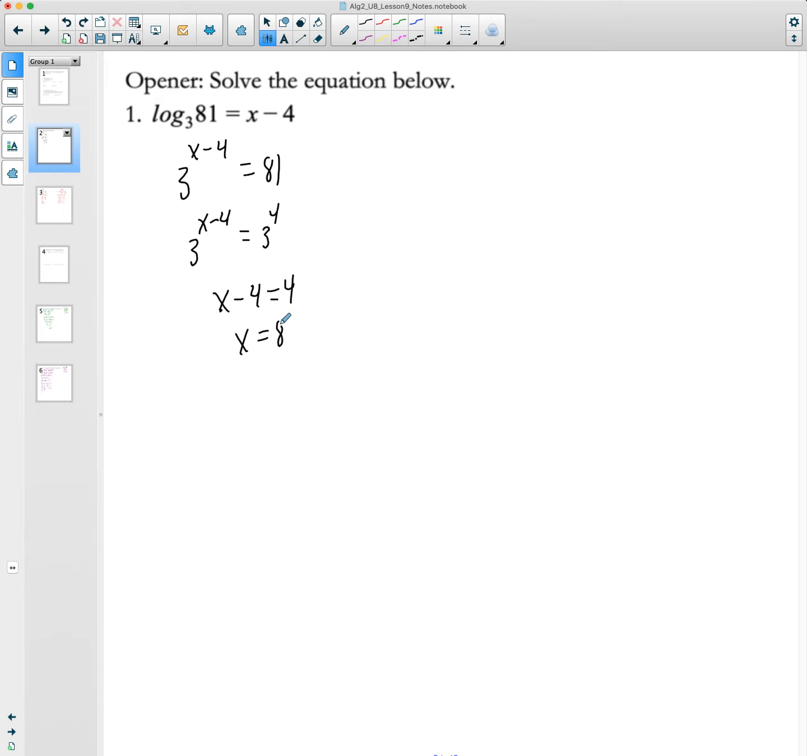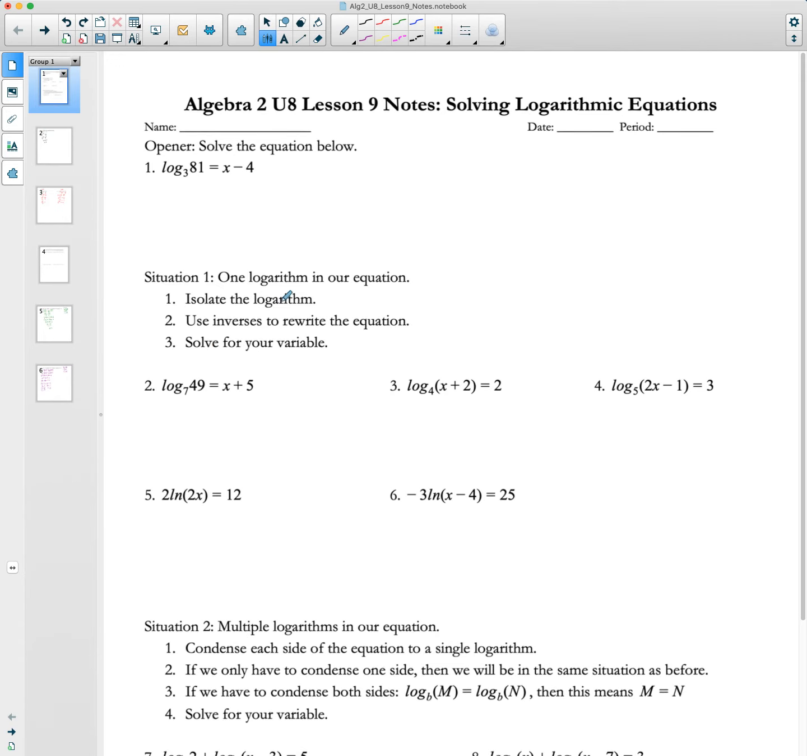So really that's the approach we're going to take for the first type of problems that we're going to solve today: let's just rewrite them as an exponential and then use what we already know to solve those equations. So isolate that logarithm if we need to, so we want that logarithm to be by itself. Use inverses to rewrite the equation, and then we're going to solve for our variable.